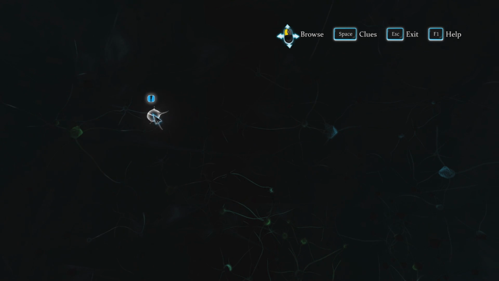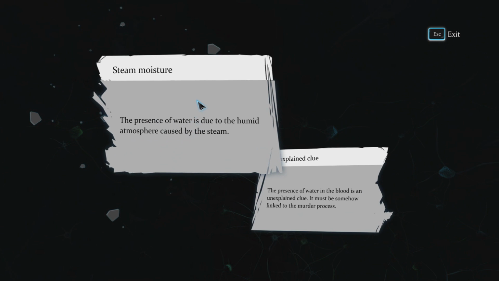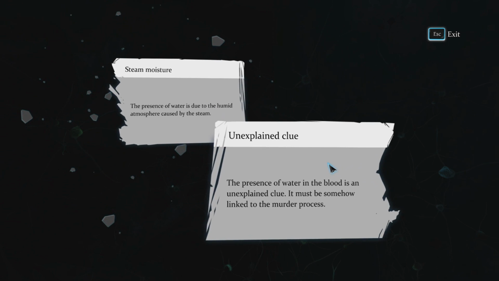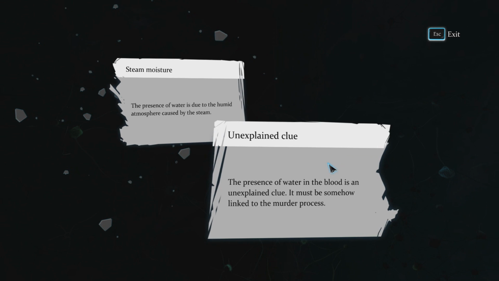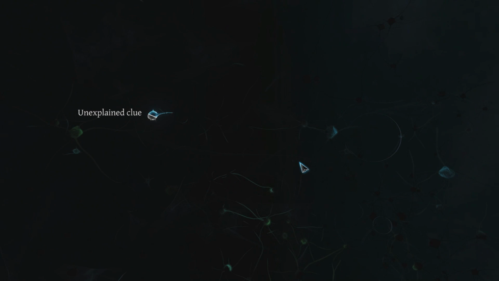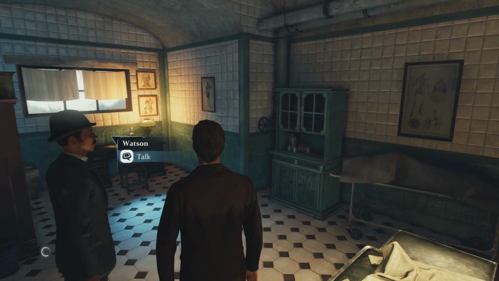Ah, there we go. Good, Angel Arts, on the first try. Steam moisture. The presence of water is due to the humid atmosphere caused by the steam. The presence of water in the blood is an unexplained clue. It must somehow be linked to the murder process. Yeah, I think it's an unexplained clue right now. We'll find out later, I guess. I think we'll find out later.